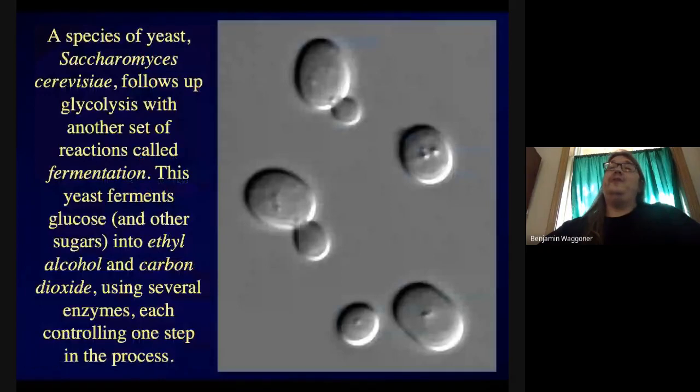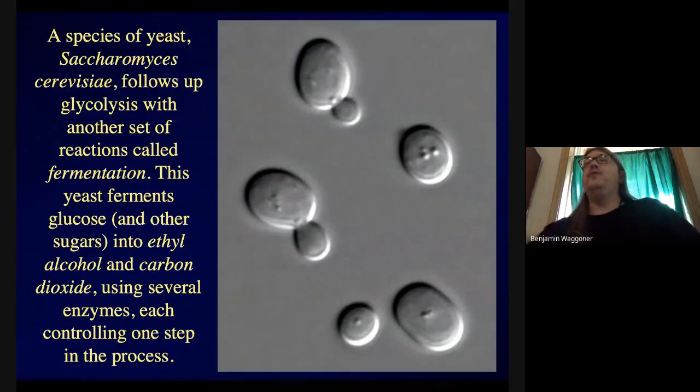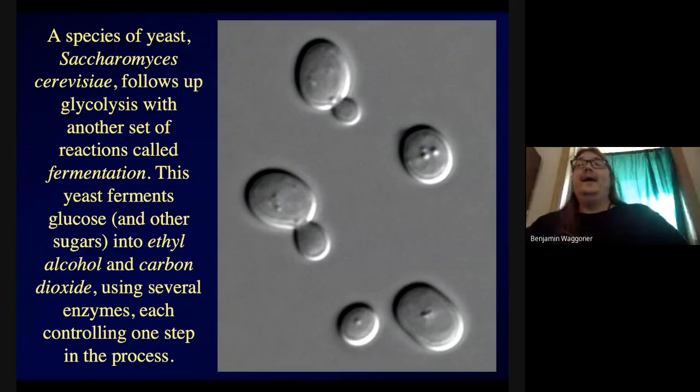There's a species of yeast called Saccharomyces cerevisiae. You might remember that yeasts are fungi that don't form mycelia, or at least they don't all the time. And yeast is cool because if you give it sugar, it will turn glucose sugars into pyruvate, and then it will take the pyruvate and feed it into another set of chemical reactions, each of which is driven by one enzyme, and that's called fermentation.